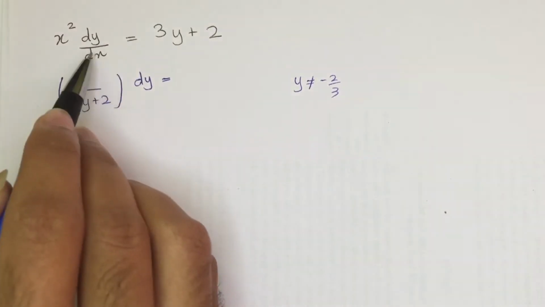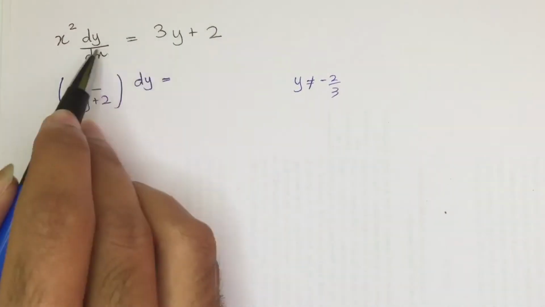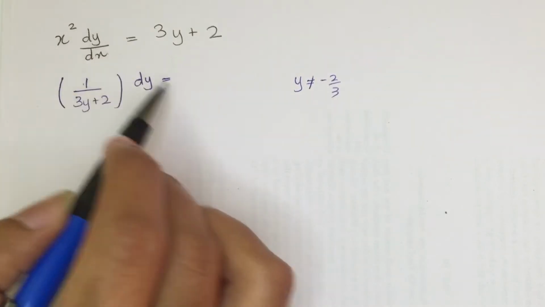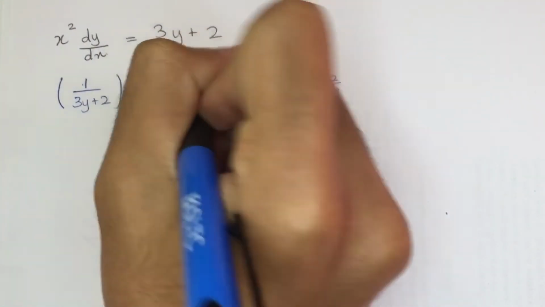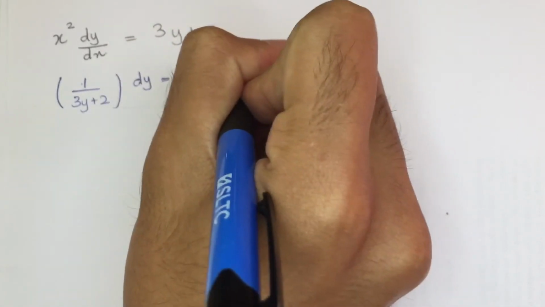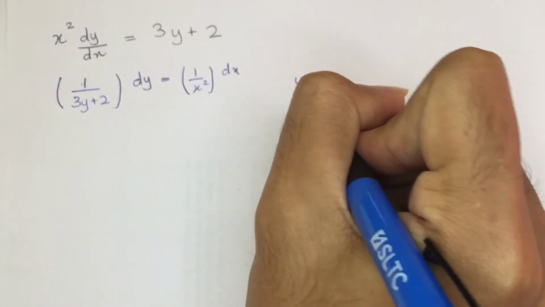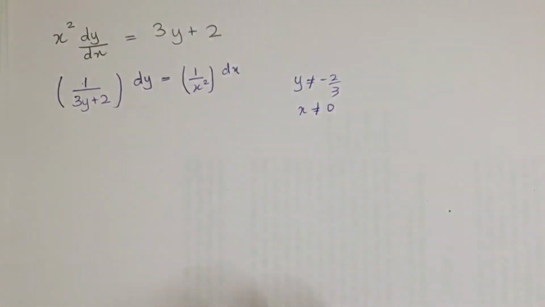After that, I'm going to take this dx to the right side, and x squared to the right side, which simply changes like this, 1 over x squared into dx, which we can directly write like this, x not equal to 0. So we have now directly separated this.